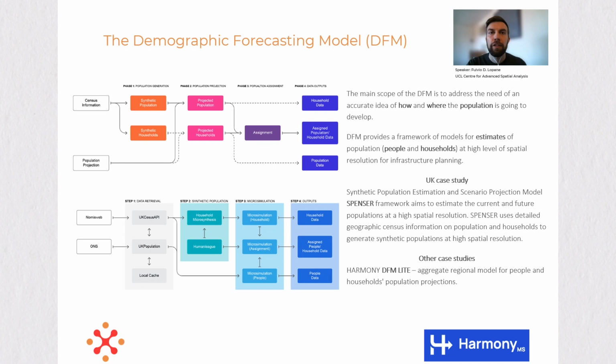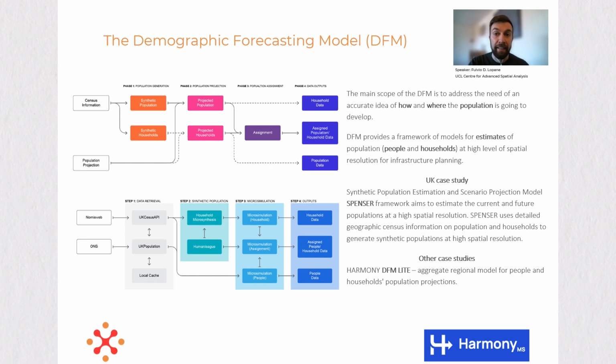So the first strategic model that we are going to present is a demographic forecasting model whose main scope is to address the need of an accurate idea of how and where the population is going to develop. The demographic forecasting model provides a framework of different models for the estimation of population of both people and households at a high level of spatial resolution.